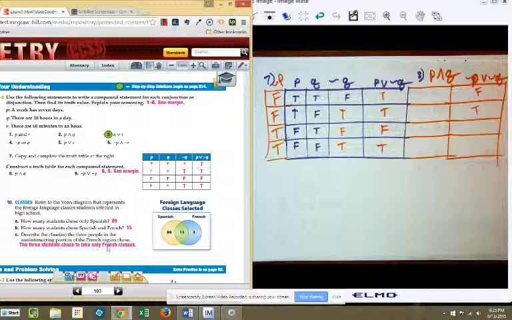And finally, describe the classes of the three people in the non-intersecting portion of the French region. The three students chose to take only French classes. Only 3 of them chose to take French classes.